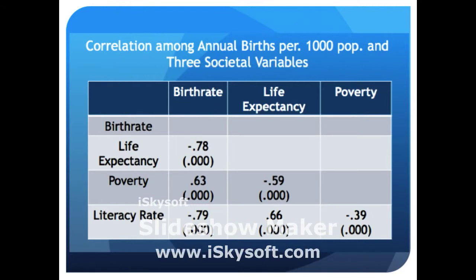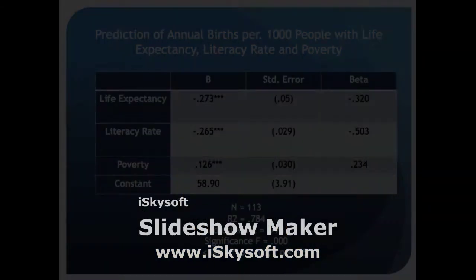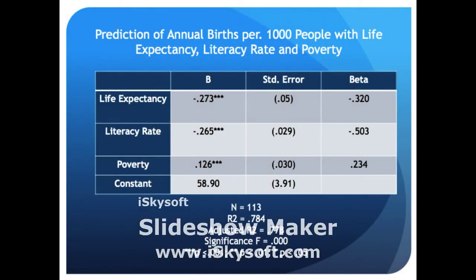The negative sign in front of life expectancy and literacy rate tells me that an increase in life expectancy and literacy rates would cause a decrease in birth rates. The 0.63 R value of poverty tells us that as poverty increases, so do birth rates per 1,000 people. These results are statistically significant because their p-values are all 0.00, which tells us that the results are not due to sampling error. I shall now examine the same relationship using multiple regression analysis, using my 3 independent variables to explain variation in my dependent variable.